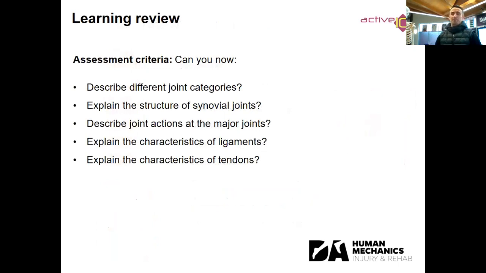So for now, you should be able to describe the different joint categories. There are 3 joint categories. You should know them. You should be able to explain the structure of a synovial joint. And remember the verbs. When we're explaining, you have to give reasons for. So you have to say there is synovial fluid within the joint capsule because. If you end most sentences with the word because, it forces you to deliver more information. It forces you to support what you've just said. So try and crowbar in because.